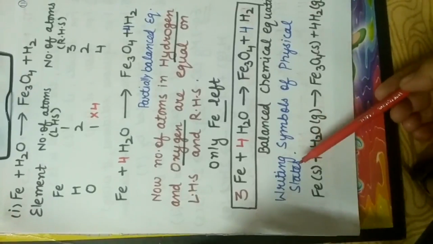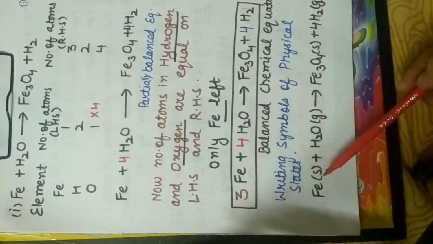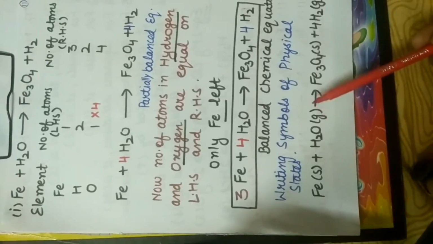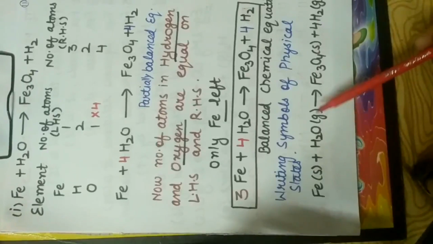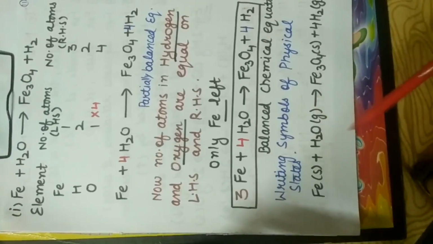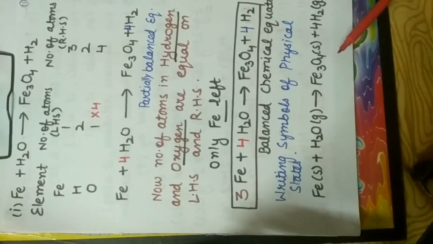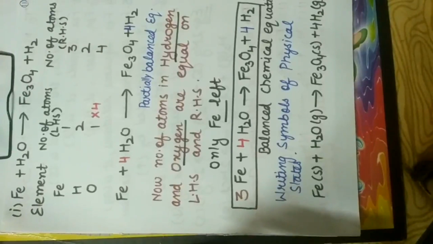Now I have written the symbols of physical state. The symbol of iron, as you know, is solid, s. Water, g. I have written water as a gas here because we are using steam. When we heat the water, it is converted into steam. We are using the gaseous state of water. Therefore, I have written here g. Then Fe3O4 is in the solid state, and again H2 gas is produced, so I have written here g. So this is how we have balanced.